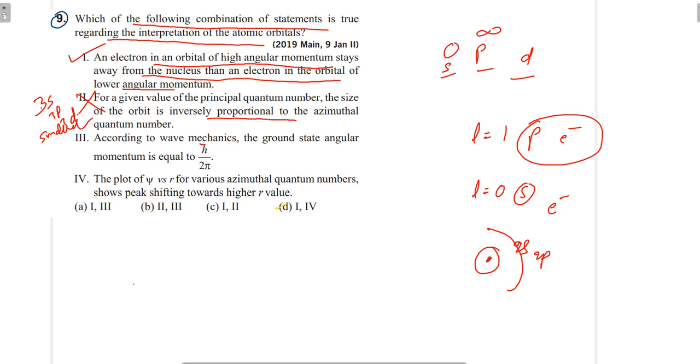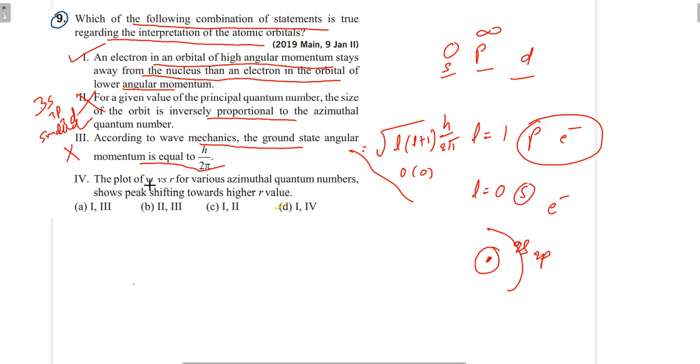According to wave mechanics, the ground state angular momentum is equal to h by 2 pi. The angular momentum formula is under root of l into l plus 1 times h by 2 pi. So for hydrogen, ground state means l equals 0. So the total value will be 0. So this is also a wrong statement.